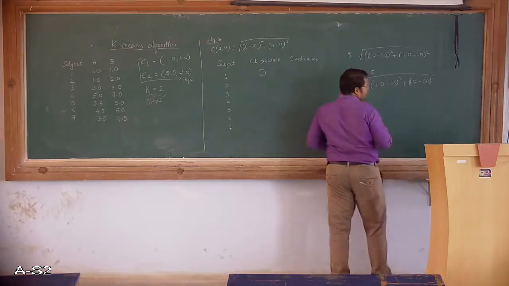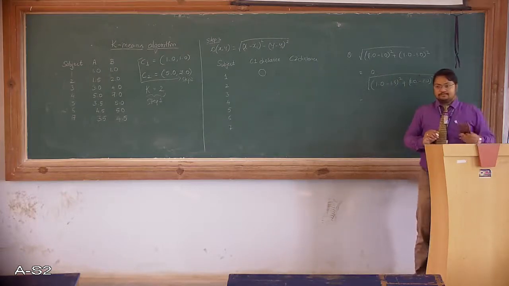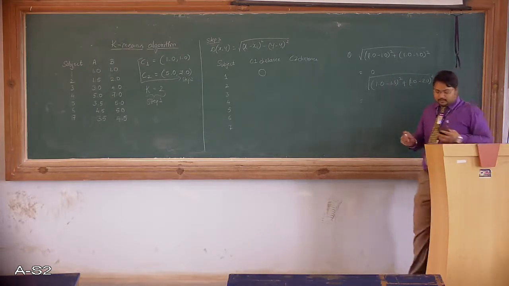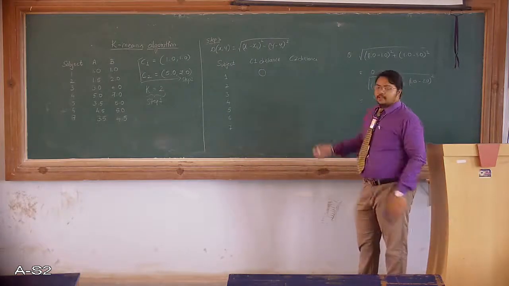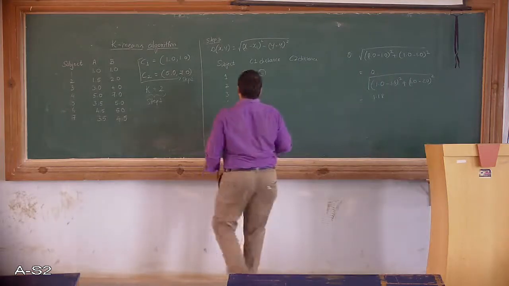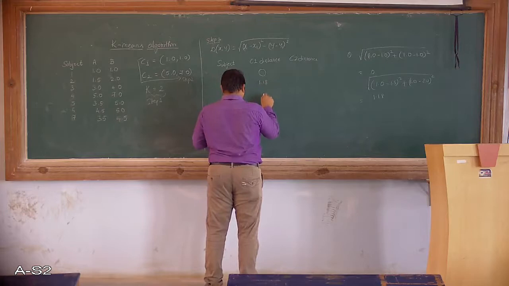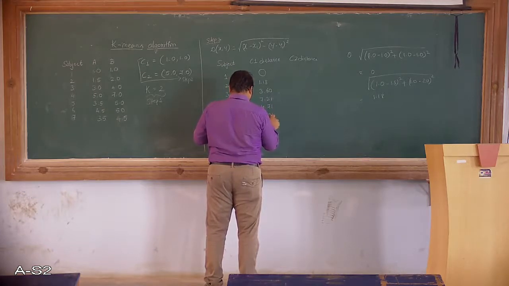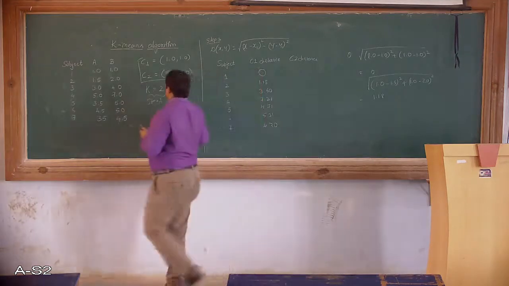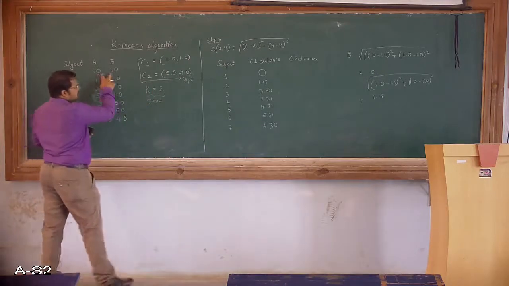Under the root. So what will be the value for this? The value for this would be 1.18. Okay, the value for this would be 1.18. In a similar way, we are going to solve the values. So this will be 1.18, 3.60, 7.21, 4.71, 5.31, 4.30.